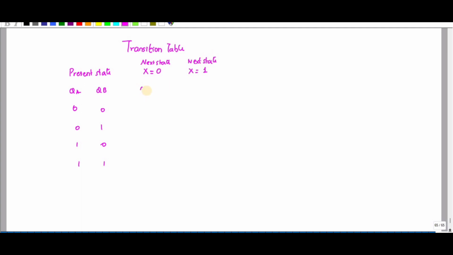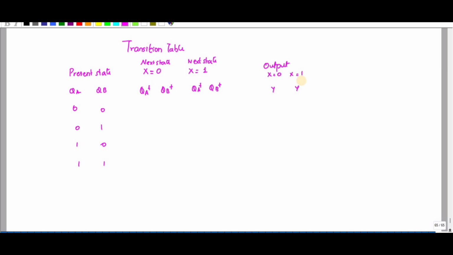So this is QA plus and this is QB plus, and this is QA plus and QB plus for that one. And also I need to find the value of the output, right? So the output is for x equal to 0 and x equal to 1. What is the value of y?